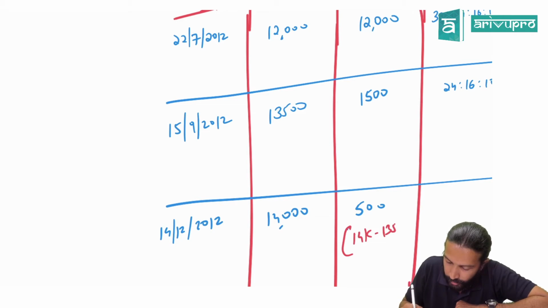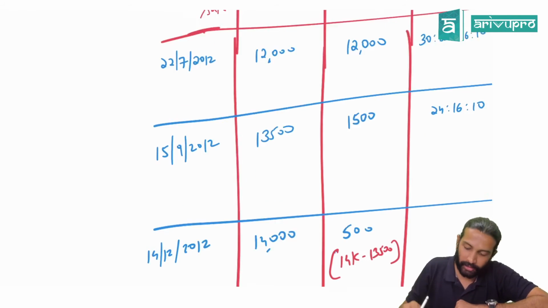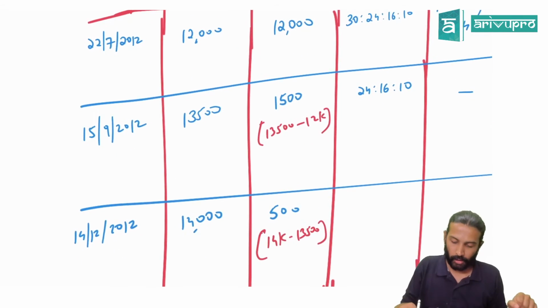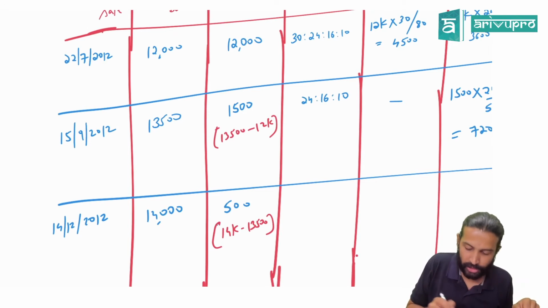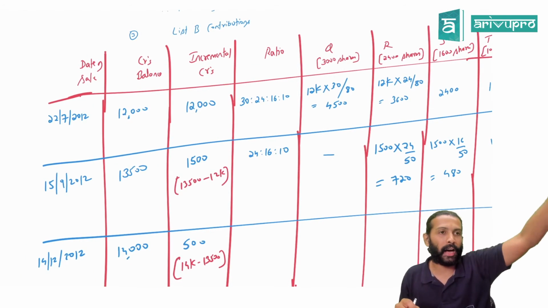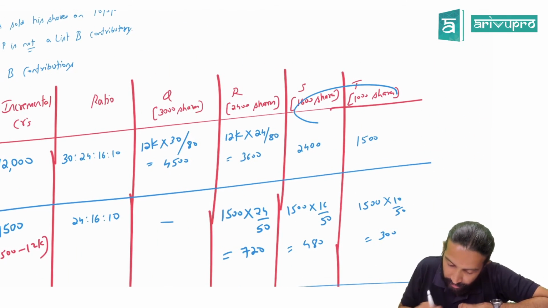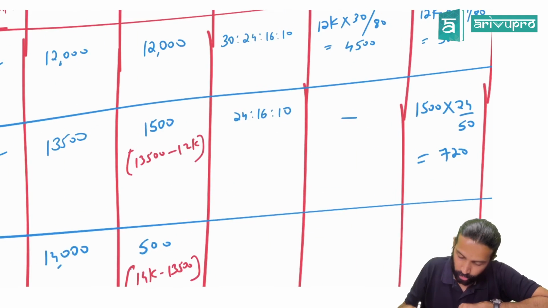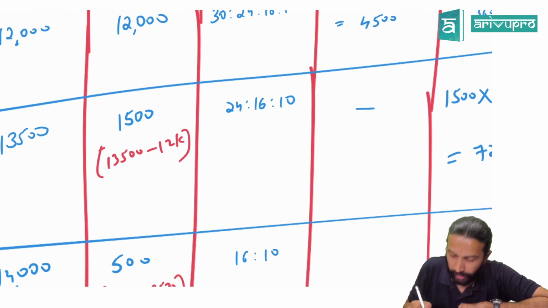14,000 minus 13,500. And this 1,500, how did you get? 13,500 minus 12,000. Okay, what is the ratio under which, or who all will share this 500 rupees ka liability, sir? Q and R are already gone now. Only S and T will share it. And what is their ratio, sir? 16:10. So in the ratio column, you'll write 16:10.